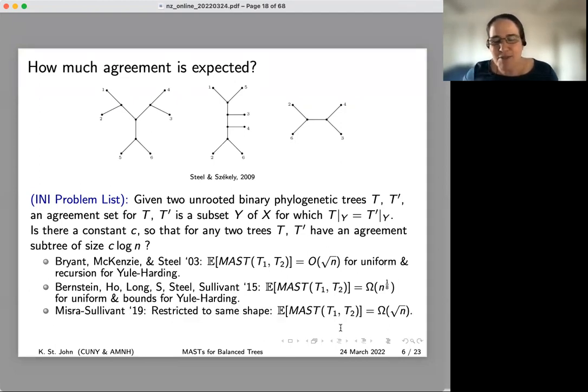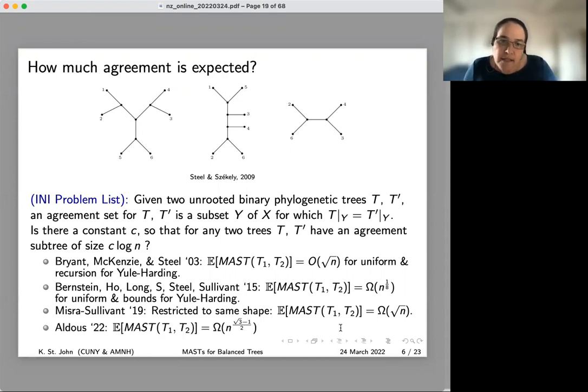Seth's comment was this was a hard problem not to work on, and so he worked on variations of it. The last time I saw him was actually March 2019, and he was still working on variations of it. He, with Misra, looked at restricting the trees to the same basic shape, like restricting it to just being caterpillars or other shapes. And they were able to get a lower bound on the expected agreement of square root of n. So there are some interesting questions there.